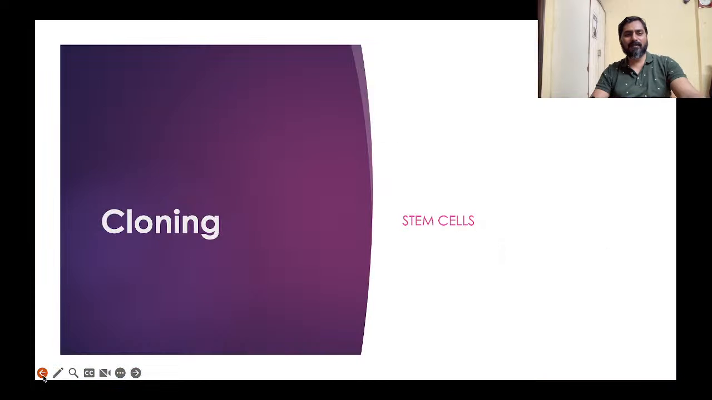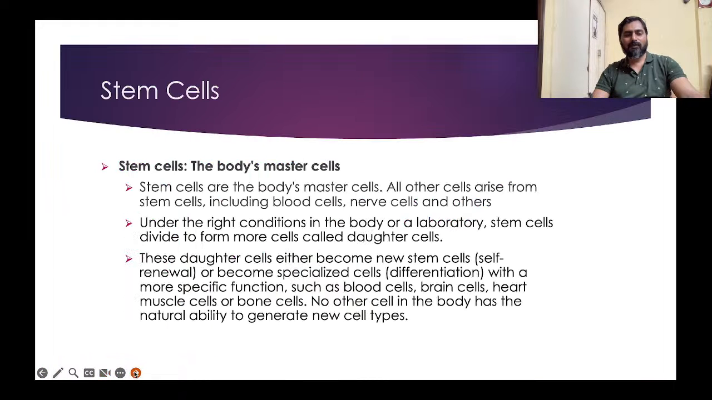But let us just understand what are stem cells. What are stem cells? So what we are seeing here in the slide is that they are the body's master cells.